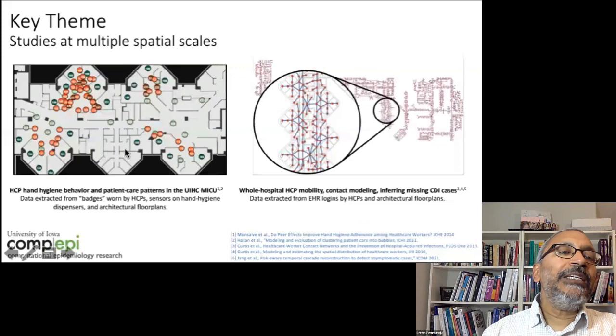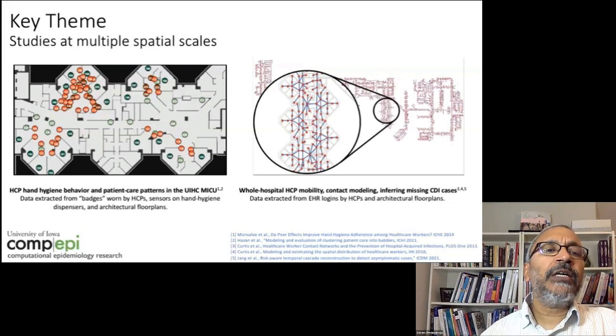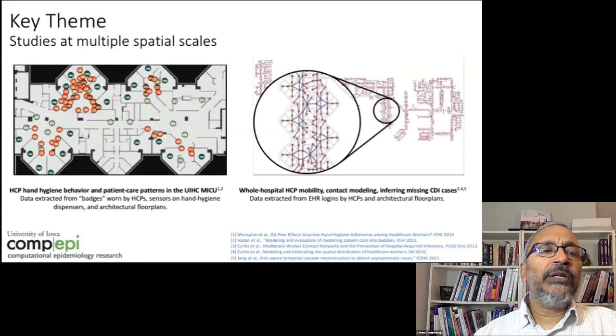The third example is the picture on the left. This shows the MICU at the University of Iowa hospitals and clinics. It has about 20 rooms, and it has about 30 healthcare professionals across multiple shifts during a day. And we've conducted several studies in the MICU to understand better hand hygiene behavior and patient care patterns. And a lot of these studies are based on data that we extracted using sensor-equipped badges that were worn by these healthcare professionals, and also using sensors on hand hygiene dispensers.